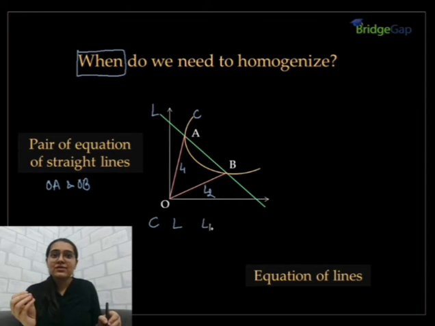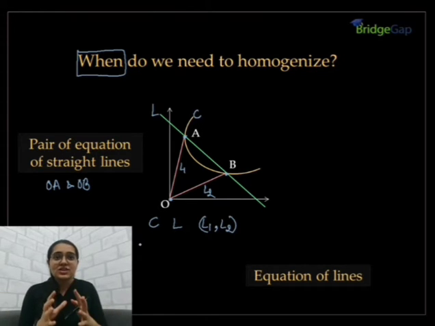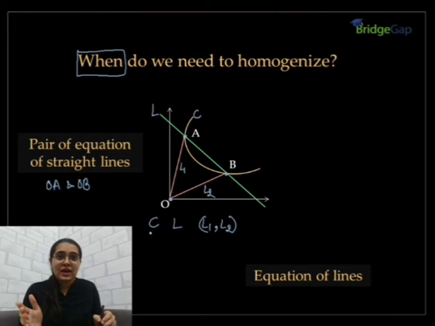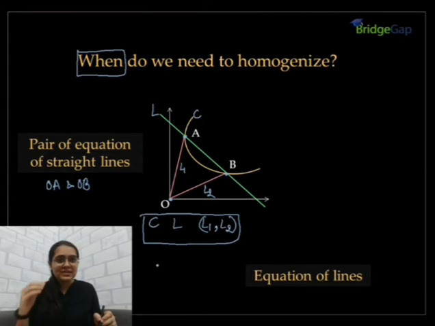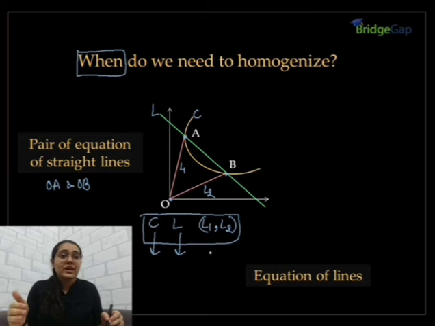So you see, you will be given a setup of a curve, a line, and the pair of lines that will be joining the intersection and the origin. Such a case will be given to you, and information about any two out of them. You see, any two out of them. Like in this case, the question that we were assuming, we are given equation of curve, we are given equation of line, but we have to find pair of equation of L1 and L2.